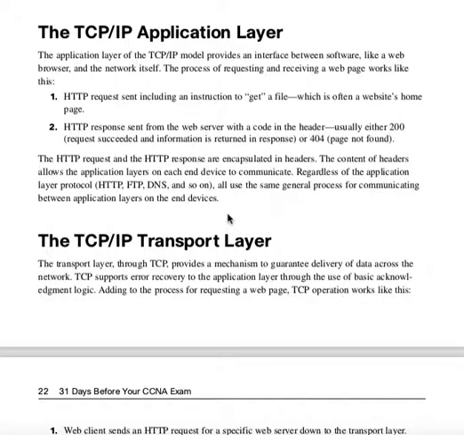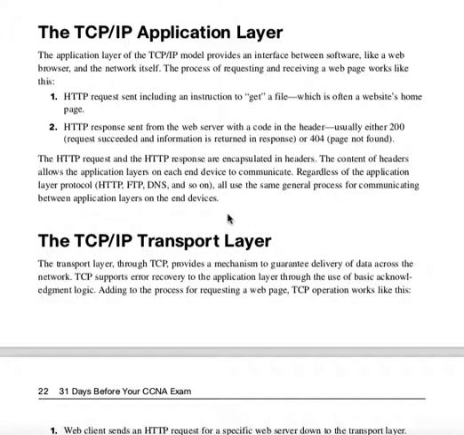So today we are gonna be talking about the TCP/IP transport layer. The transport layer, through TCP, provides a mechanism to guarantee delivery of data across the network.